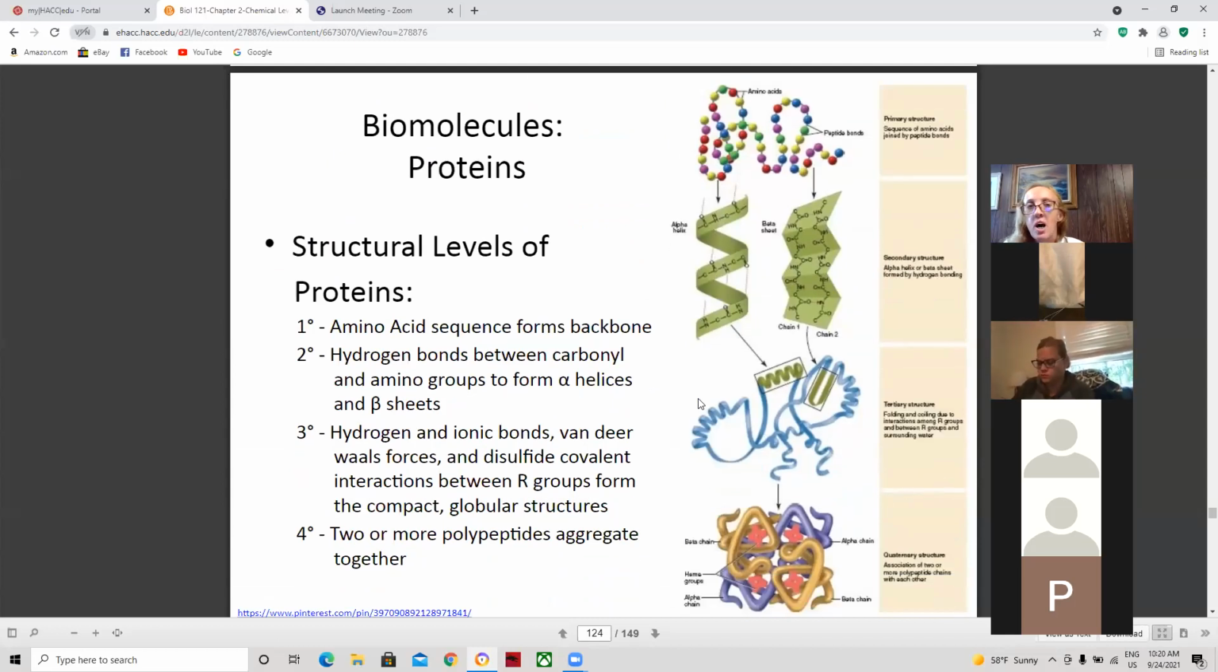So biomolecules, proteins have levels of structure. The first, primary structure of any protein is its amino acid sequence. So this is dictated by the gene or the DNA code, the genetic code. The secondary structure is hydrogen bonding between the carbonyl and amino groups that allow for the formation of alpha helices and beta sheets.